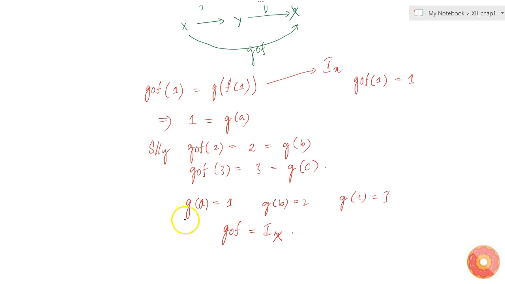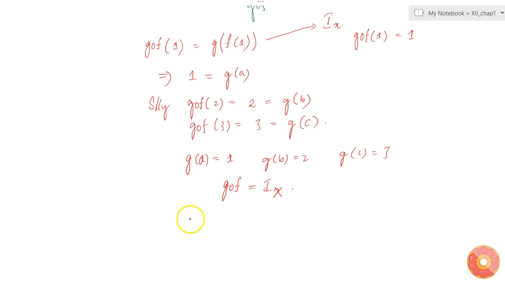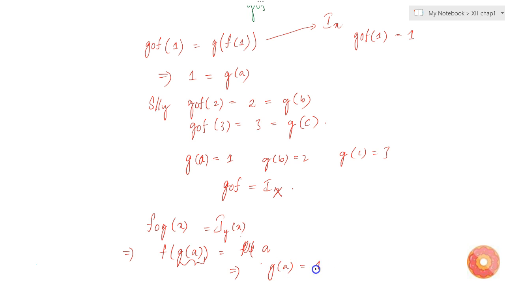And similarly, let's try to make f(g(y)) equal to I_Y(y). In order to make this, we consider f(g(a)), let's say. This will become f of g(a), and this must be equal to a. That implies g(a) must be equal to 1.